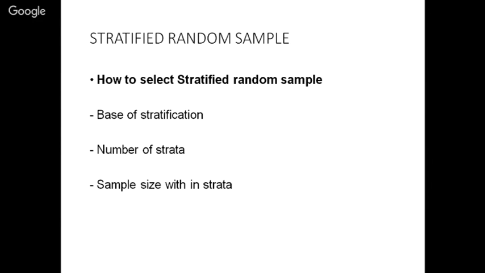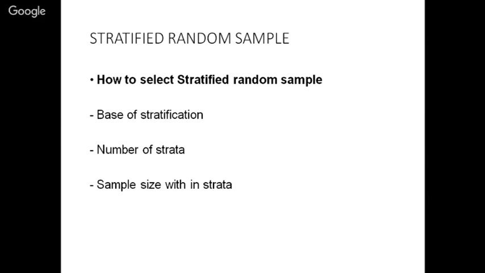Sample size within the strata means how many observations should be taken from each stratum. That can be equal allocation or proportionate allocation. Equal allocation is used when there is not much variation among the population. In that case, disproportionate allocation or equal allocation is to be used. For example, if I divide my population into three different strata, in equal allocation, 1/3 of the sample should be taken from each of the strata.